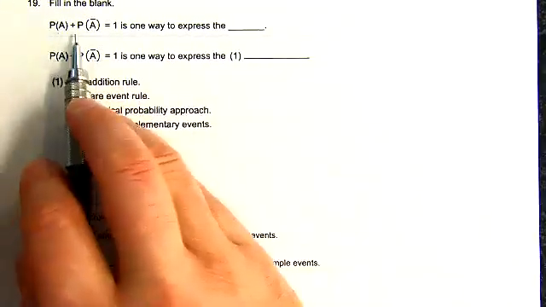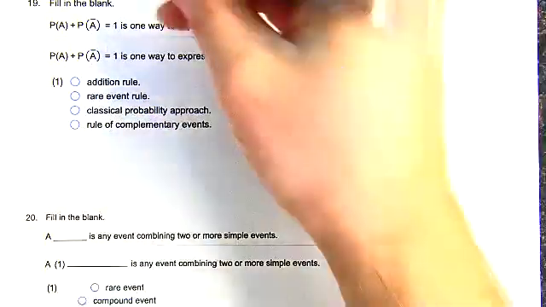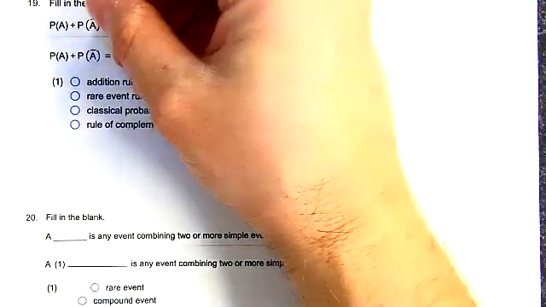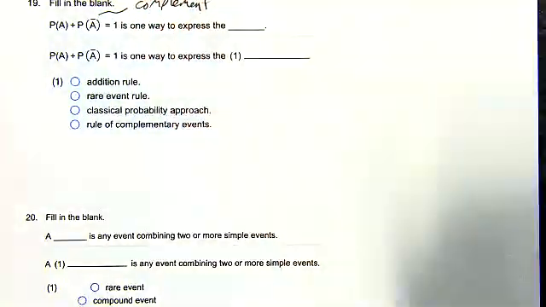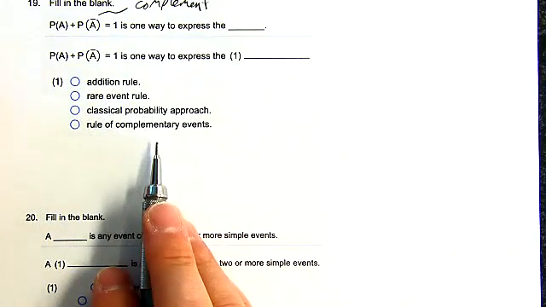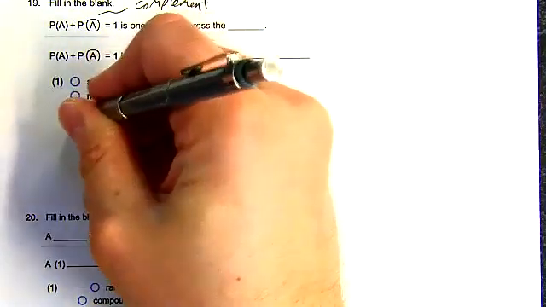So P(A) plus P(A complement) is equal to 1. This is a way to express the blank. Well, I said this is called the complement. So we're probably just looking for that word in the answers, right? So this is called the rule of complementary events.